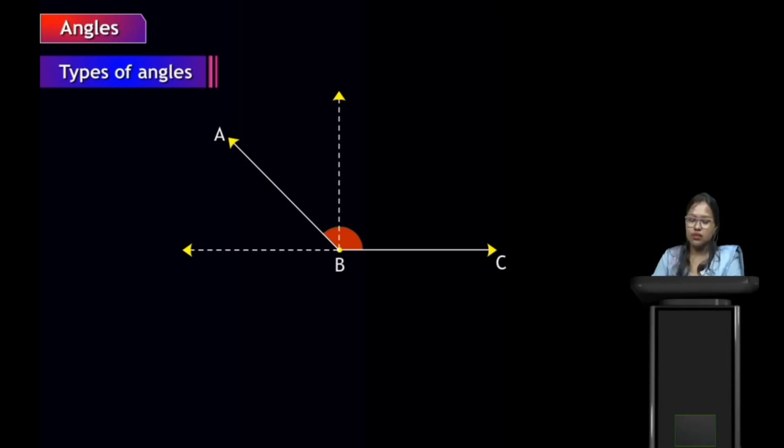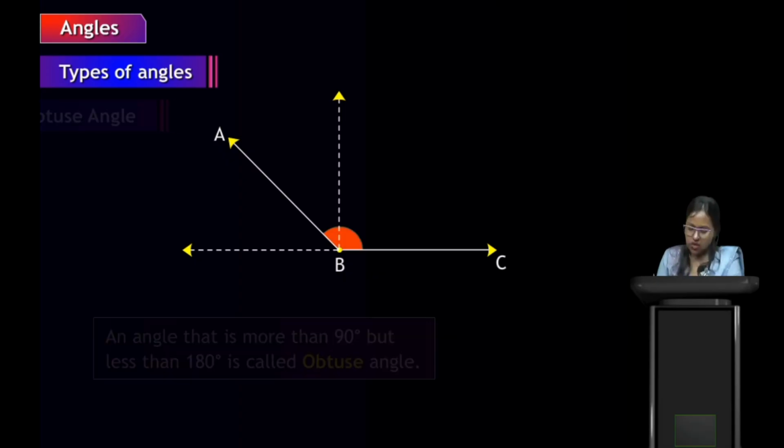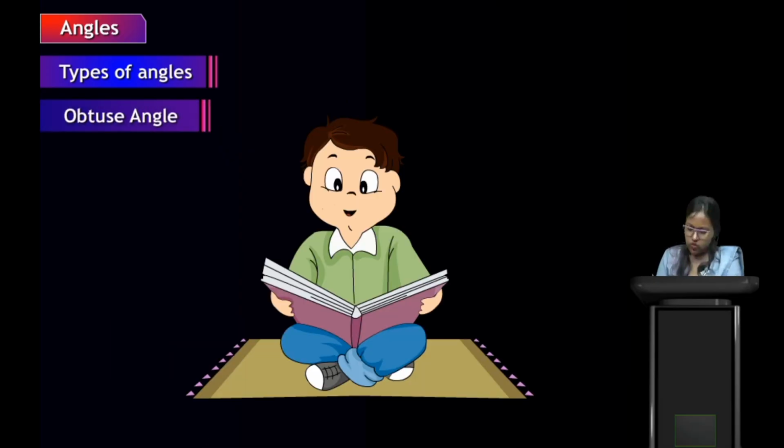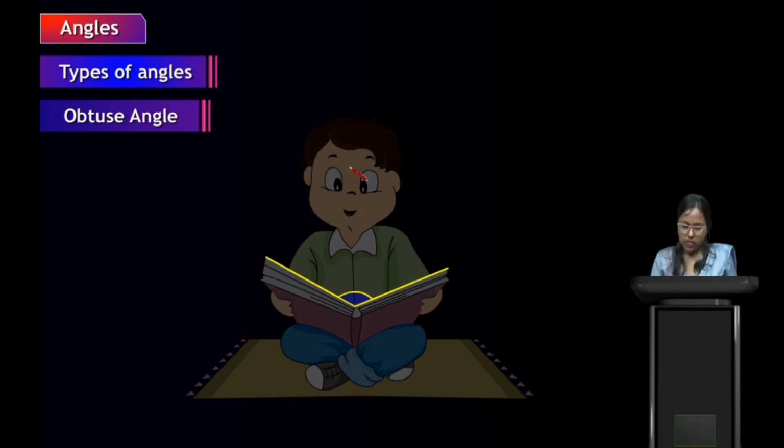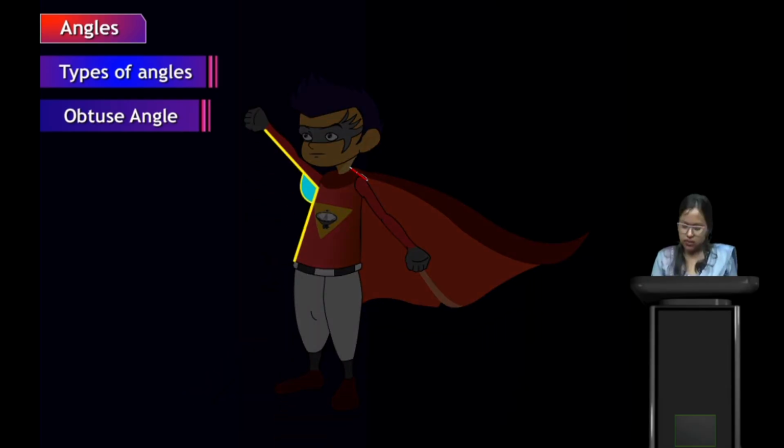Now, if I increase a little bit more than 90 degrees, what is the name of this angle? Very good. This is an obtuse angle. So when you open a book to read, most of the time you are reading like this, which makes an obtuse angle. Why? Because it is more than 90 degrees. If you make a 90 degree line, it is more than 90. That means it is forming an obtuse angle.